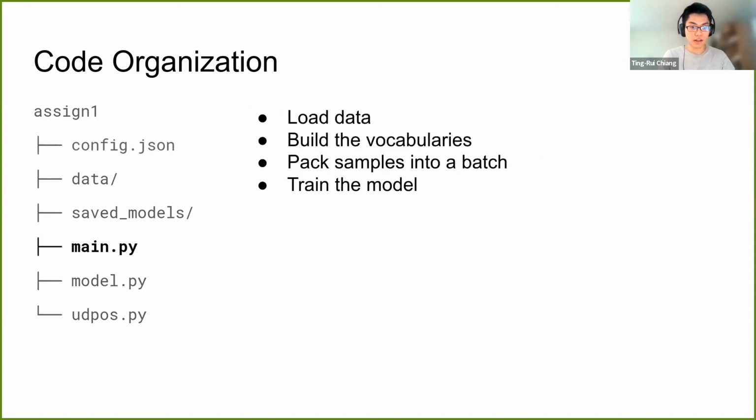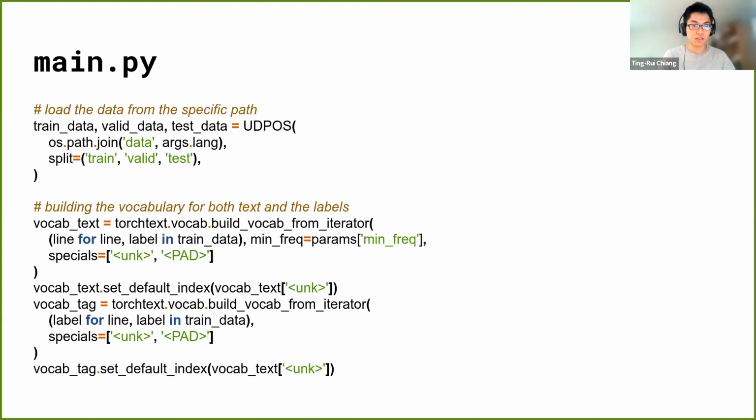Most of the complex jobs are done in the main.py file. It handles the loading of the data, and it also does some preprocessing, samples the data into batches, and also contains the part that trains the model. So let's go through its content. The first thing it does is load the data set with the function we define, and then it builds a vocabulary for the input text and also the output POS tags.